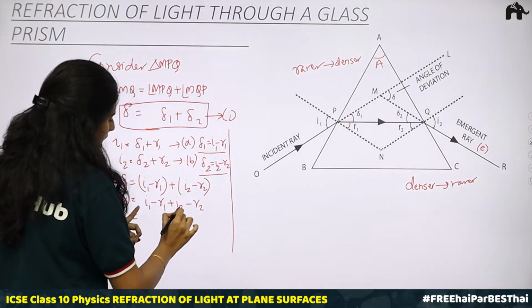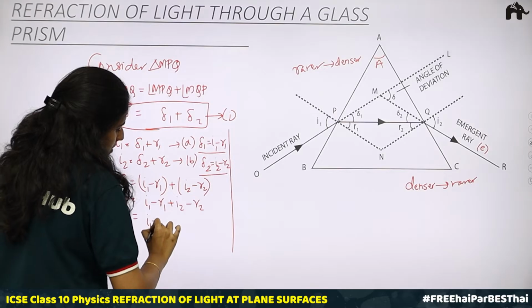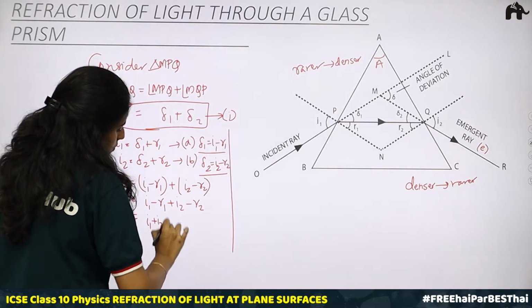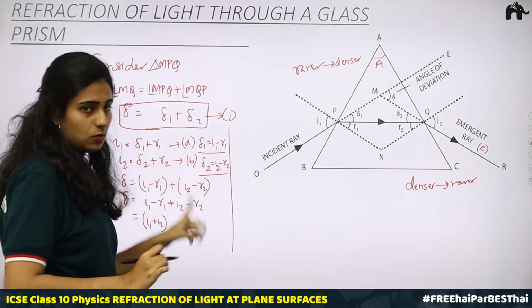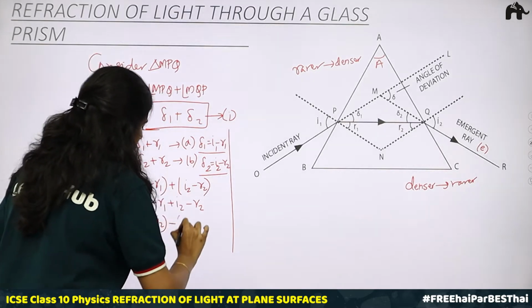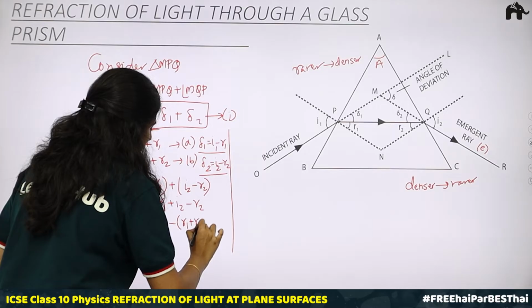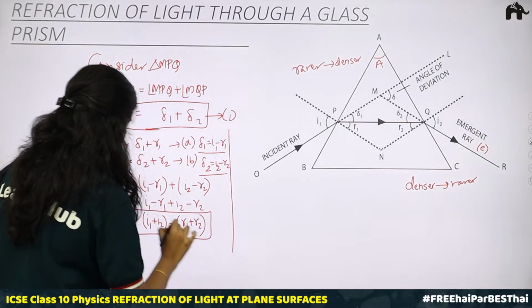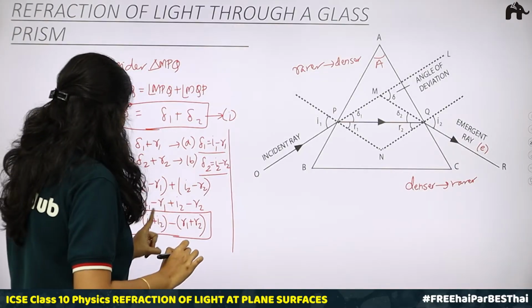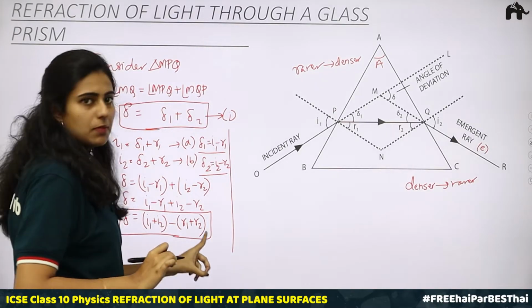I1 and I2 taken together, I1 plus I2. Here we have minus R1 and minus R2. Minus is common, taking it out, you will be getting R1 plus R2. So, this is a relation for delta. Delta is equal to I1 plus I2 minus (R1 plus R2).